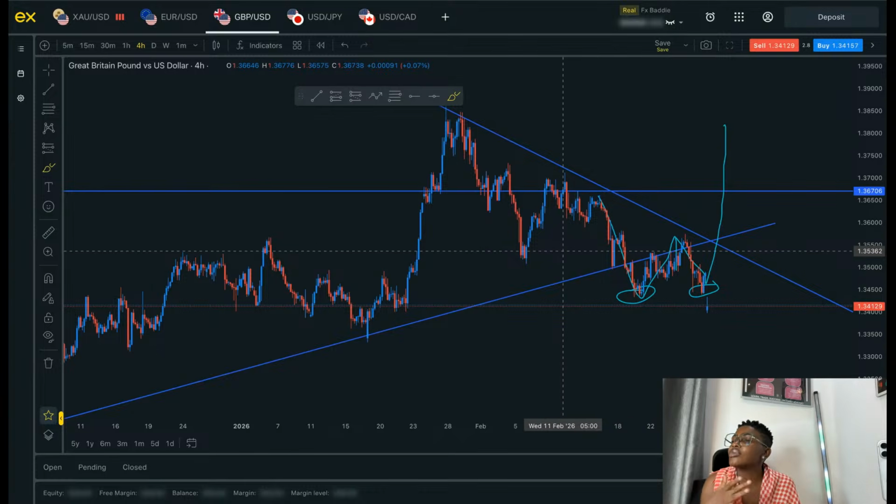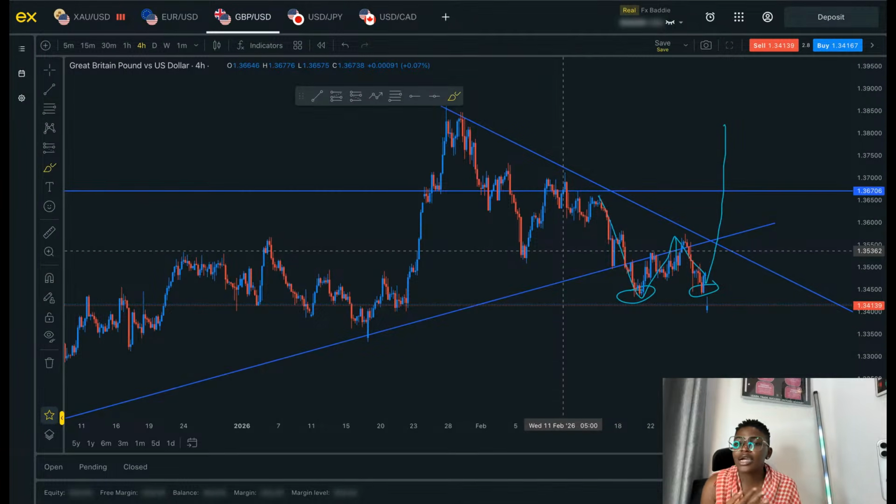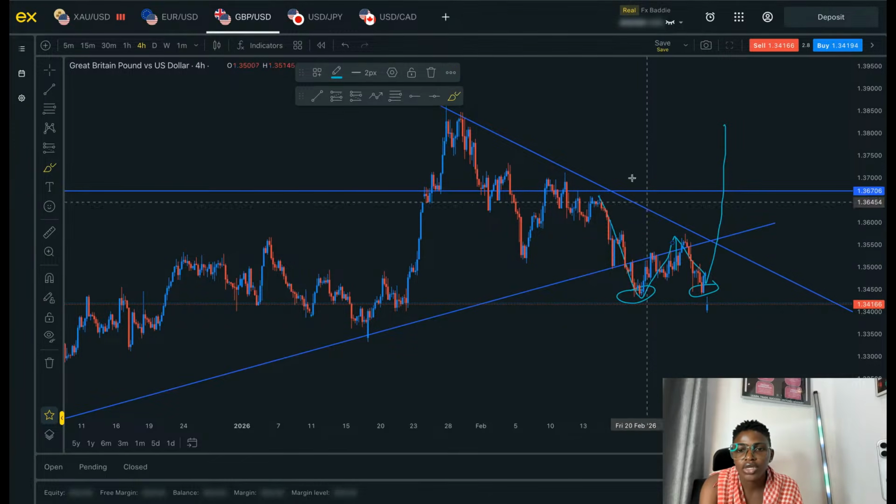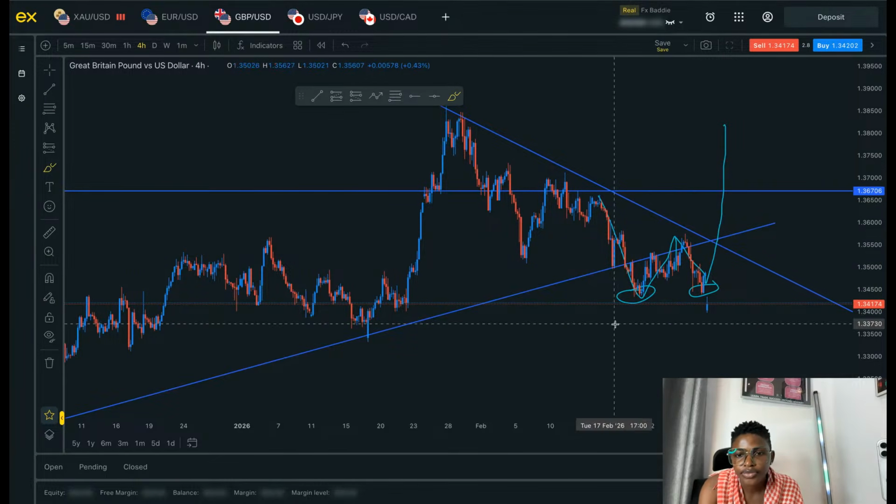But all of you in my community are safe, because I'll obviously send you entry confirmation that okay, GBP has broken this resistance level upwards, let's get in. Let's buy from here, right? Simple. So you guys are safe. But on your side, you can also monitor how it will move. So I'll delete this now.